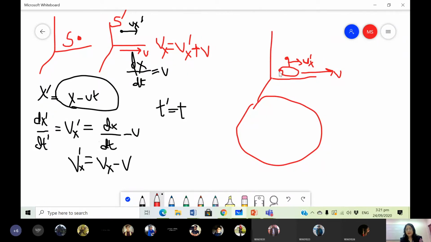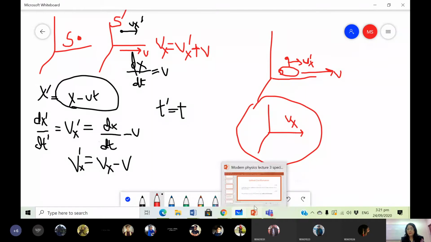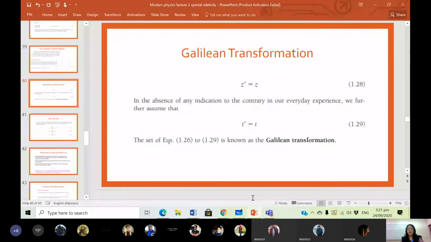So, as seen from the Earth, what will be the velocity? It will be the summation of these two, right? Because that is just the addition of two velocities. The passenger has velocity vx dash with respect to the spacecraft, and the spacecraft is moving with velocity v towards the right. So you sum these two, and you will get vx as seen from the Earth. So this is the Galilean transformation. It's simply addition or subtraction, depending on which frame you're seeing from.